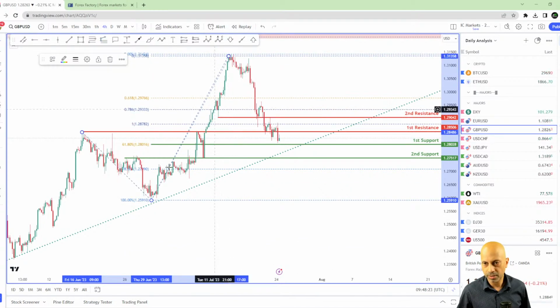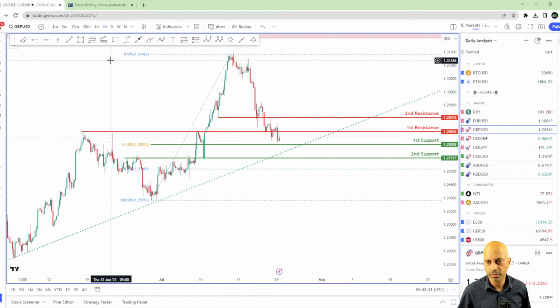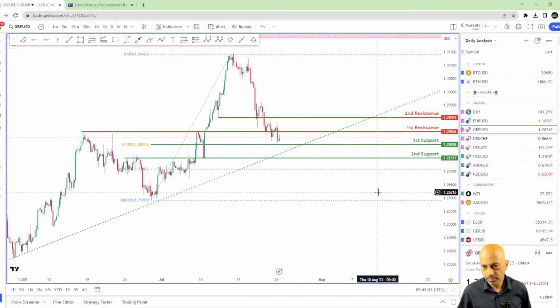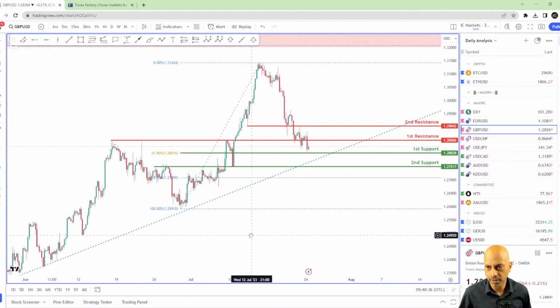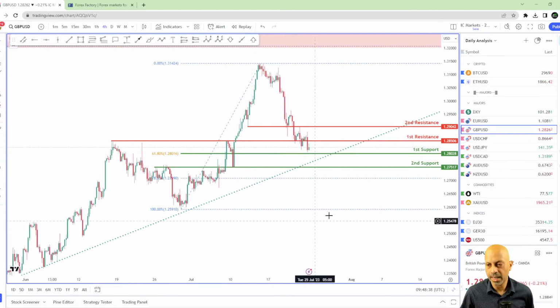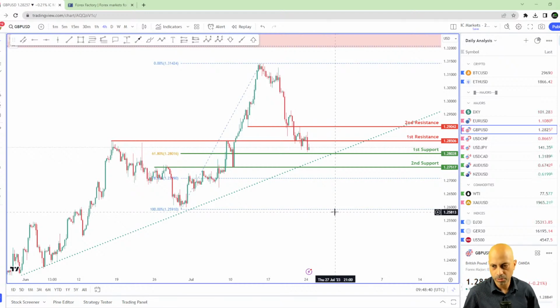Now it's broken everything. If we do a projection here, we can see price breaking through 68%, 78%, as well as the 100% Fibonacci projection levels. You can see it's broken a lot of levels recently. So I think this is what we have. This is the analysis for pound dollar on the 4-hour time frame.